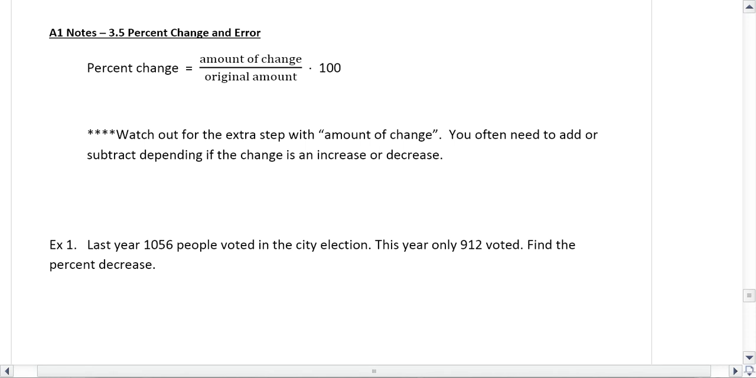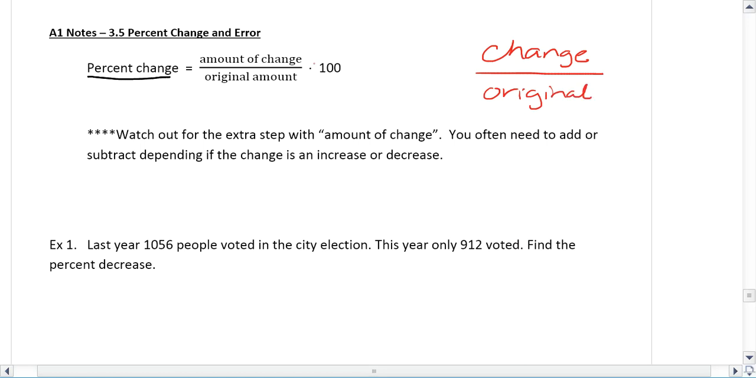This video is for Algebra 1, Chapter 3, Section 5, percent of change and percent of error. So this video really has three parts, three different formulas that we need to discuss. The first one we'll talk about is finding the percent of change when something changes. You need to find the amount of change and divide it by the original. Sometimes I'll just write this as change over original.